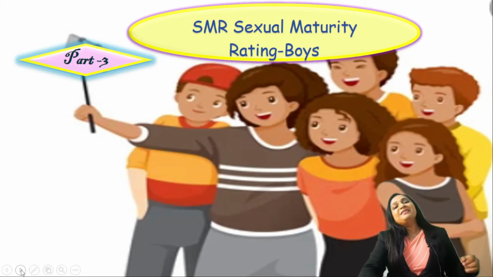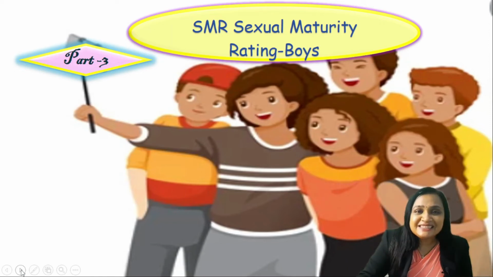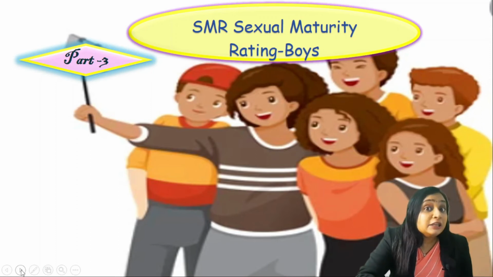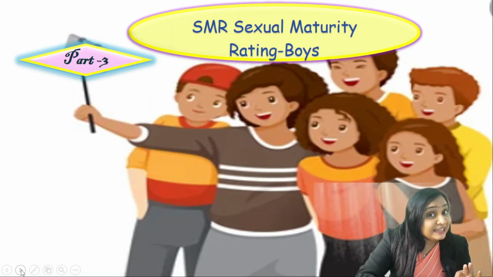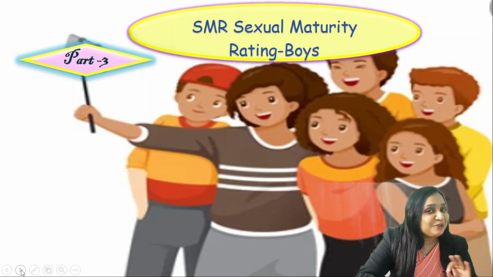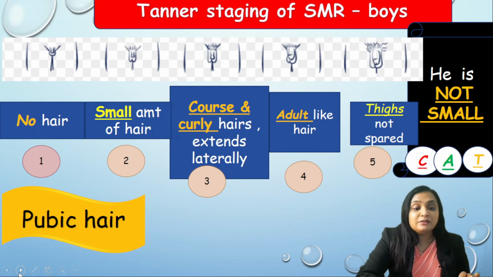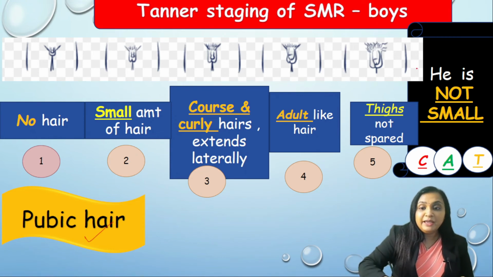Now it is pubertal development, that is Tanner staging for boys. It is also very easy. Again, it's a form of sentence, you are going to remember it. So it starts with the first part, pubic hair. Here he is not small cat.